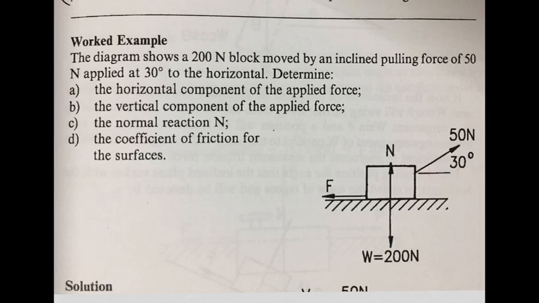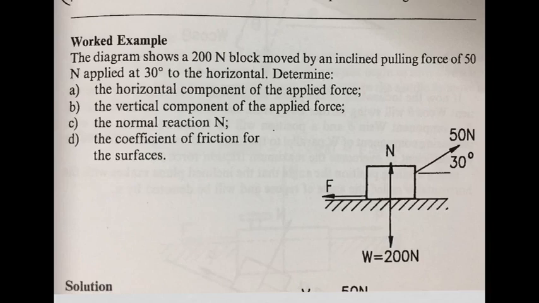And then by process of elimination, the other component, which in this case is most definitely upwards, would be 50 sine 30. So the answer to A is simply 50 cos 30. You can work it out and write down the answer. And the second one, the vertical component, is simply 50 sine 30. And that is upwards, and this is to the right.